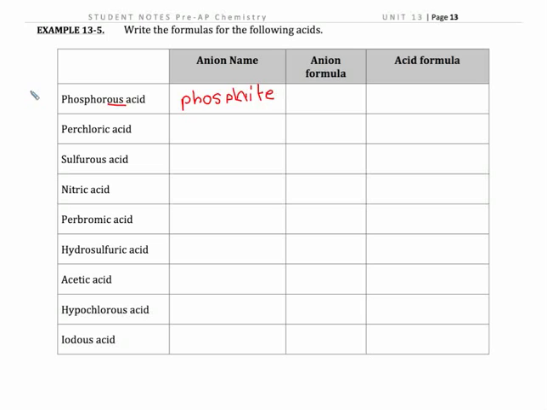Okay, now always reference your most common form. My most common form is phosphate, PO4 3 minus. Phosphite is one less oxygen. Now, to get the acid formula, remember H plus.